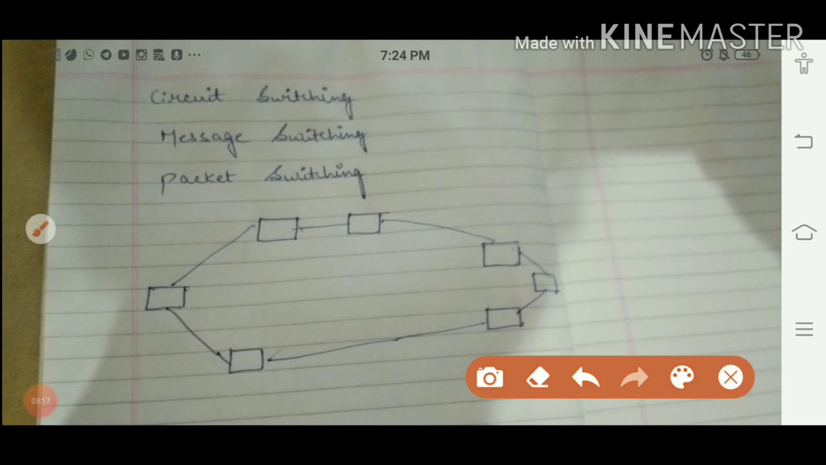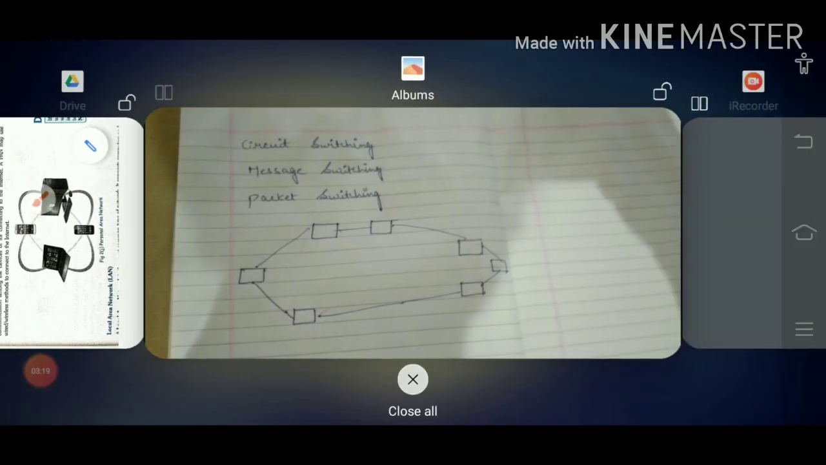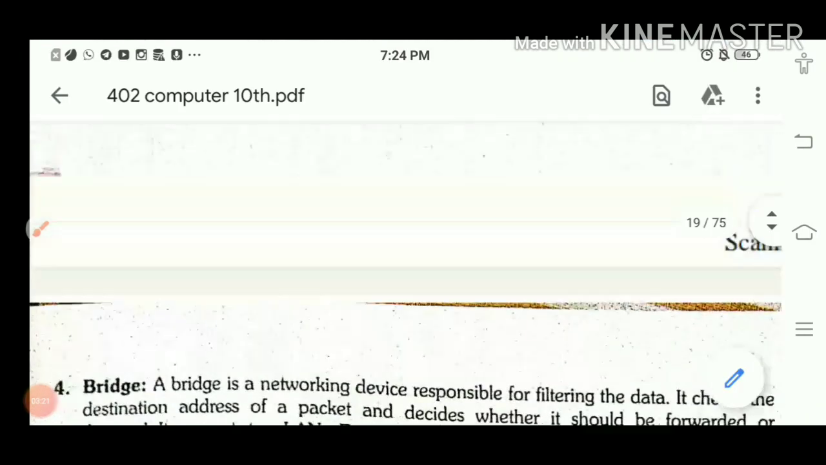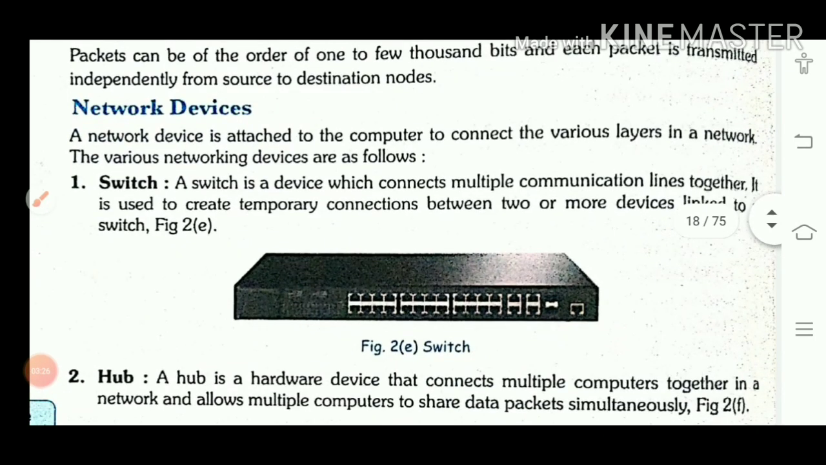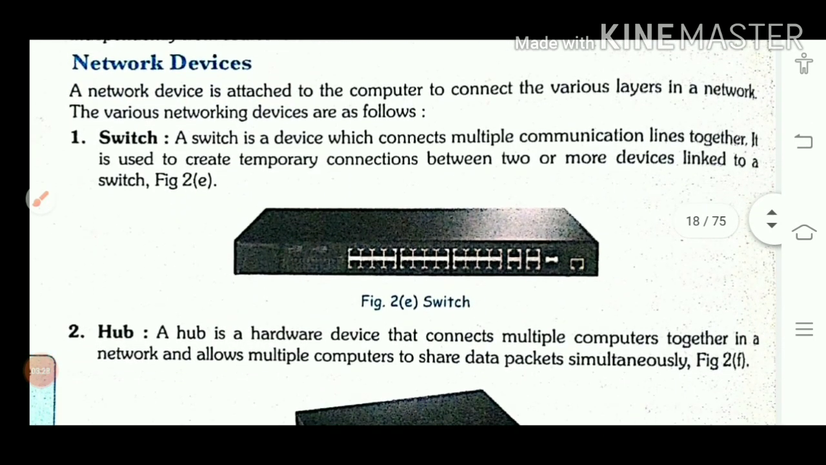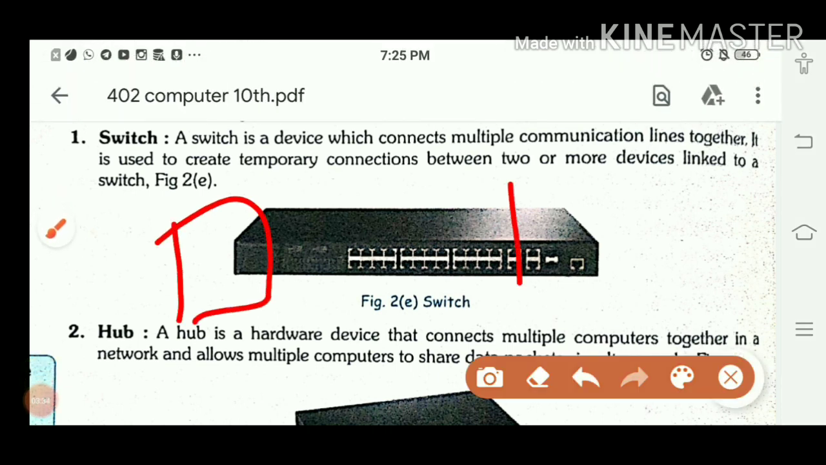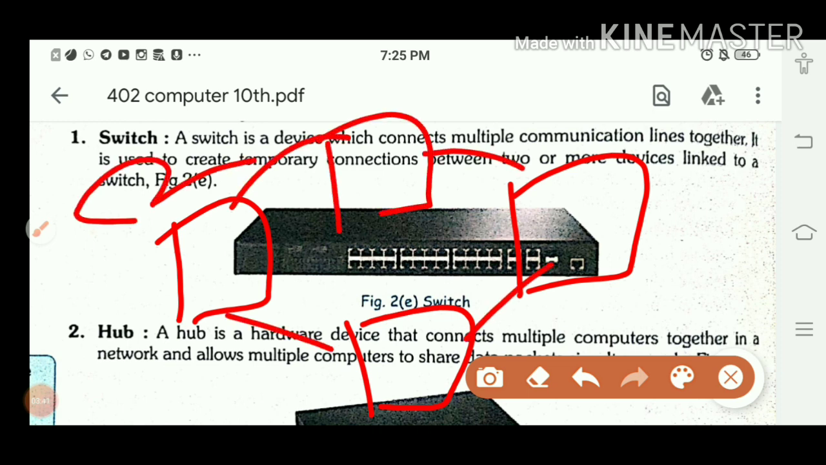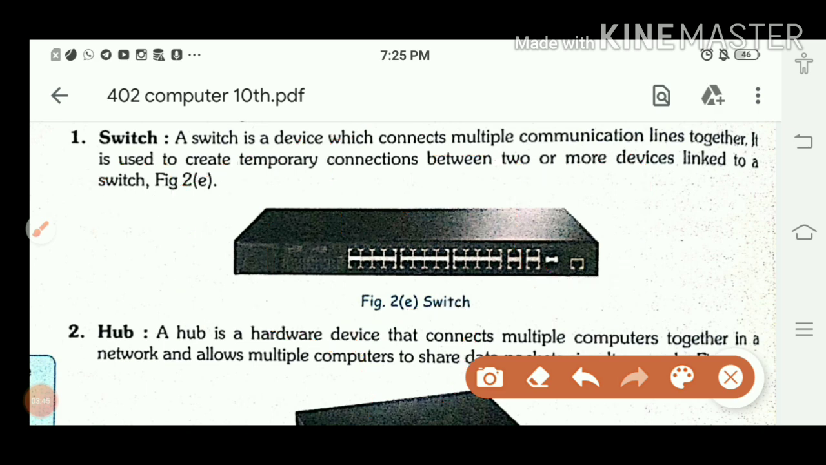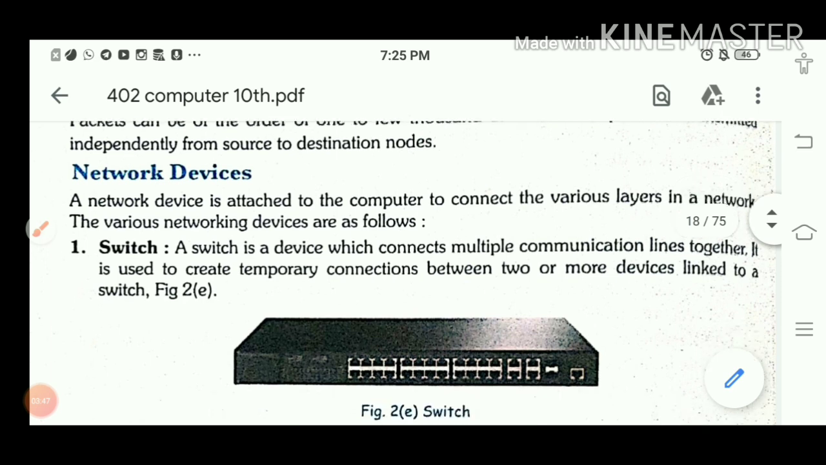Now today's task is different networking devices. So children, these are the networking devices. If you remember, in the first class I told you what a network is. A network is a group of computers. When we connect different computers, they are connected with the help of wires or some devices. So in today's class we are discussing the devices that we require in networking.